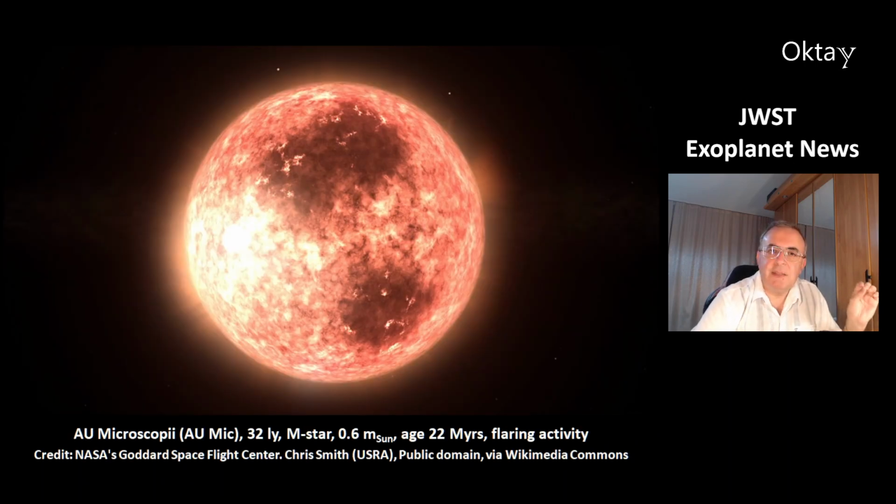This is a nice artist image of the red dwarf star AU Microscopii at a distance of 32 light years. This is called an M star. It has a mass of 60% of the Sun. It is a very young star at an age of just 22 million years, and it has flaring activity.